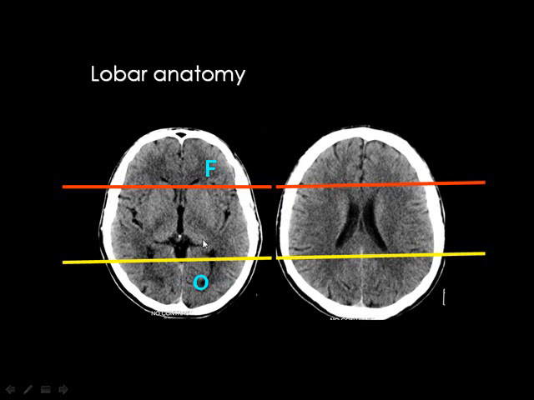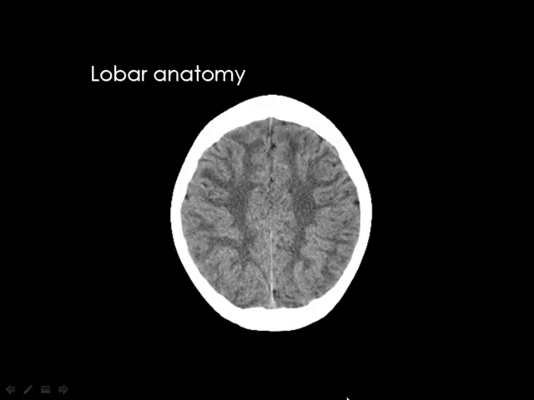Then, what about the area in the middle? The area in the middle will represent the temporal lobe if you are cutting below, and the parietal lobe if you are cutting above. Then how can you know you are cutting below or above? Just look at the third ventricle. If you see the third ventricle, you are cutting below. If you don't see the third ventricle, you are cutting above. Then this will be the temporal lobe because of the third ventricle, and this will be the parietal lobe because of the body of the ventricle, and you don't see the third ventricle.